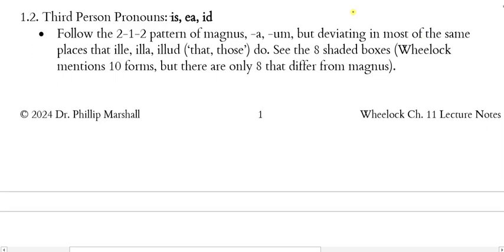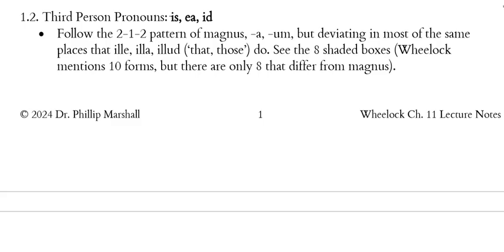All right, let's look at our third-person pronouns here. Third-person pronouns. Is, ea, and id are our pronouns for he, she, and it. And these follow our standard 2-1-2 pattern of magnus, magna, magnum, but deviating from that standard 2-1-2 pattern in most of the same places that ille, illa, illud deviates.